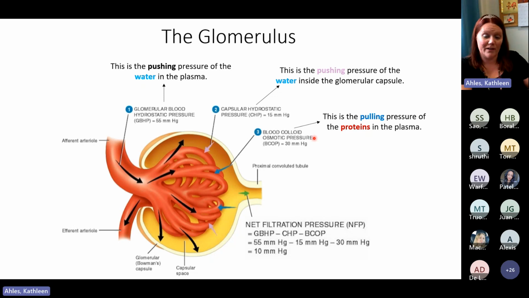When we do filtration, it's a combination of all of my pushing pressures and my pulling pressures. My pushing pressure of the water, that's the only pressure I have that's trying to get things out of the blood vessel. My pushing pressure from inside the capsule and my pulling pressure that's inside the blood vessel, both of those are trying to slow this process down. So keep in mind, my one pressure that tries to help with filtration is the glomerular hydrostatic pressure. These other two are trying to slow down that process. They're trying to prevent it.